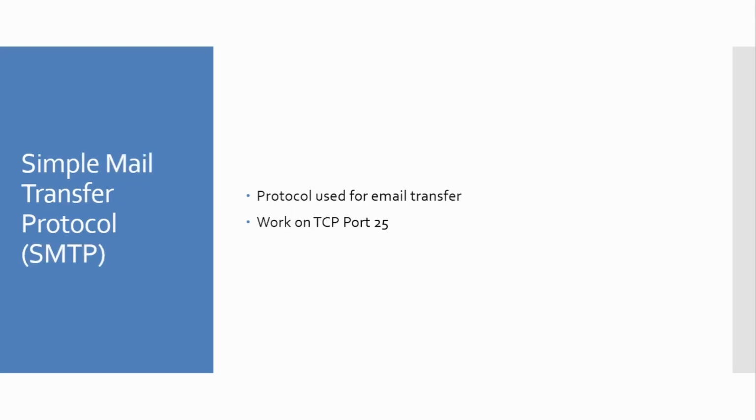Now we have the Simple Mail Transfer Protocol or SMTP, which is used to transfer emails, and it can send emails between a client and a server, or a server and another server. Transferring emails also needs reliability, so it uses TCP on port 25, and SMTP also has 3-digit response codes that come with the reply messages of the receiving party.